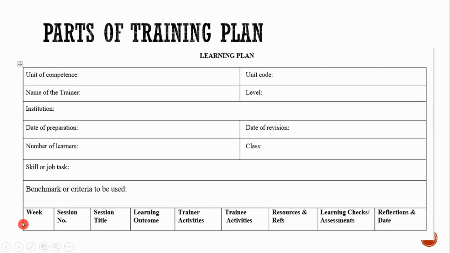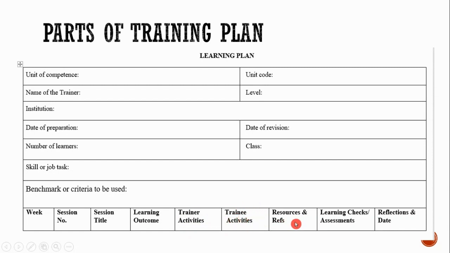In the same part, you also have the week, the session number. Formerly, it was called period number. You also have the session title. So this is your lesson title. Learning outcomes are usually preferred to be at least a minimum of 3, could be more, but it's good to understand that the more learning outcomes you have, the more training activities, the more trainee activities you have.